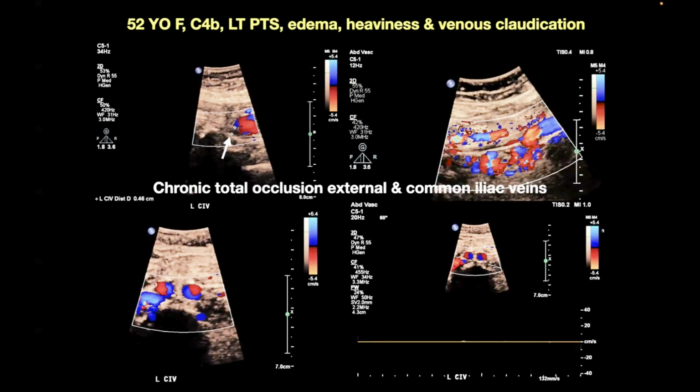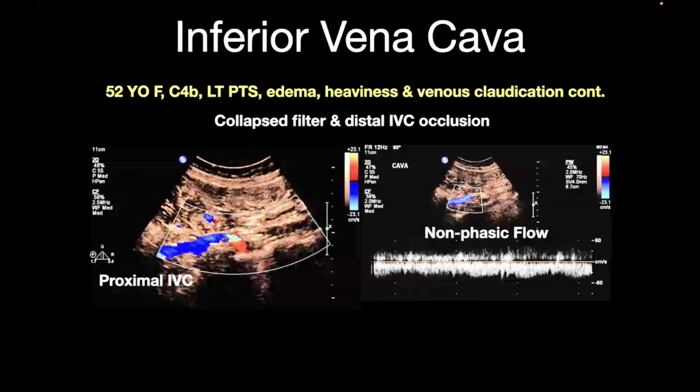And when we look above here in this patient, we can see that we got these large collateral veins. They actually extend through the pelvis into the abdomen. She also has chronic total occlusion of her external as well as her common iliac vein here. And this occlusion does extend into the distal portion of the cava, where additionally there's a collapsed filter.